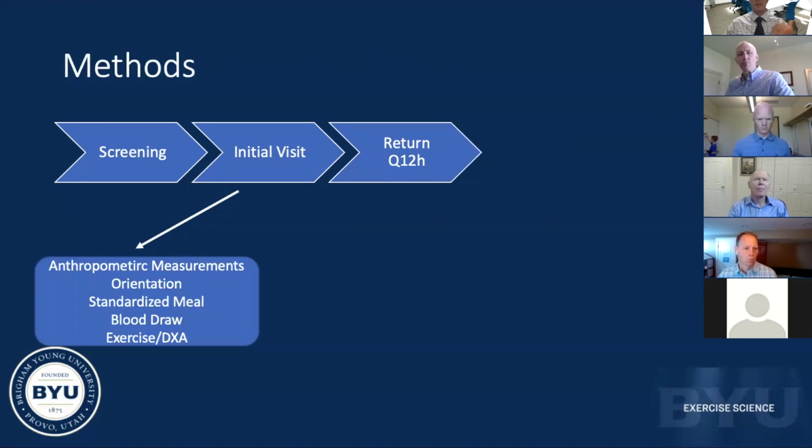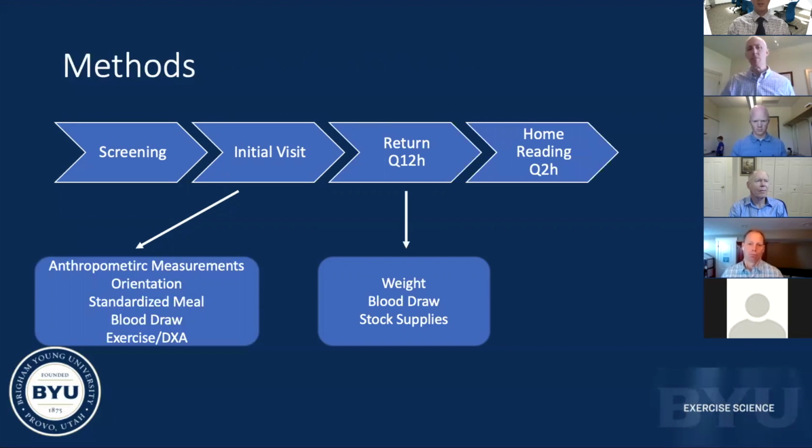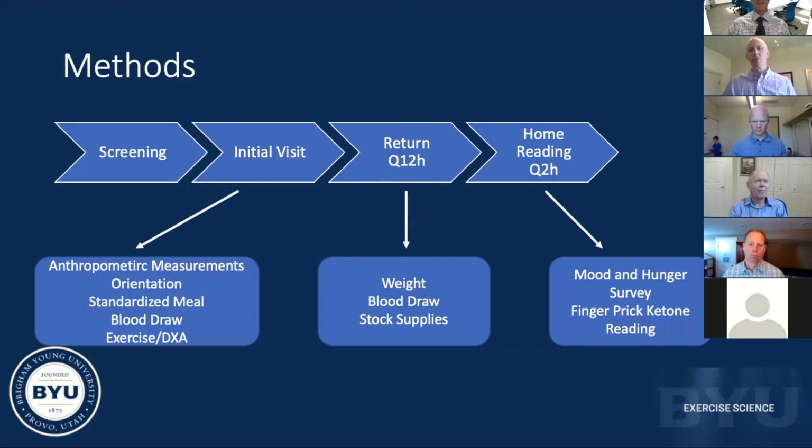Then they'd return to our lab every 12 hours. And while they were there, we took their weight, we did a blood draw, and then we just made sure they were still comfortable with the surveys and with the finger pricks, made sure they had the supplies they needed. Because every 2 hours while they weren't in our lab, we had them taking a survey for their mood and hunger, but also taking a capillary ketone reading with a little finger prick and a little portable device.